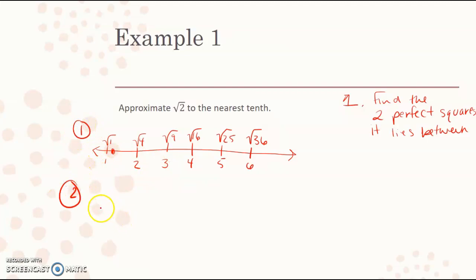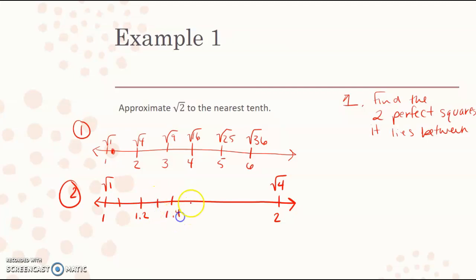Now we're going to do step 2. I keep calling it a timeline. Number line, well, that's more of a curve than a line. Let's try that again. On this number line, we know that we're from 1, which is the same as the square root of 1, to 2, which is the same as the square root of 4. And I'm going to put in 1.1, 1.2, 1.3, 1.4, approximately halfway would be 1.5, 1.6, 1.7, 1.8, and 1.9. So I've now made a number line between 1 and 2 to our tenths place.